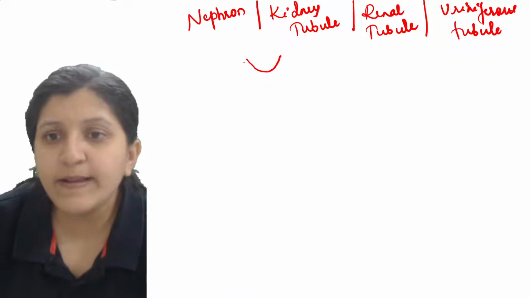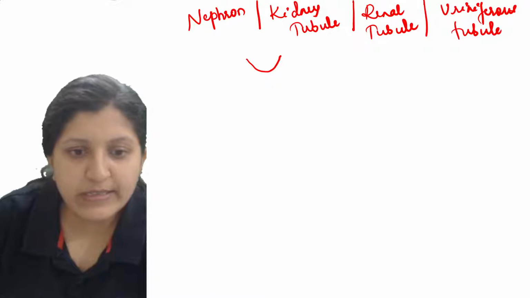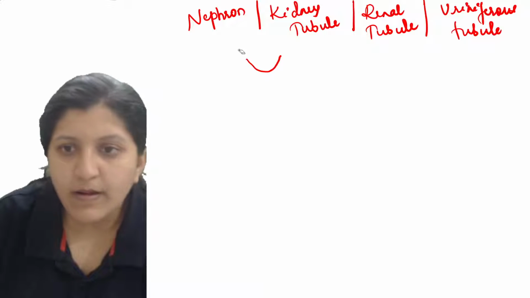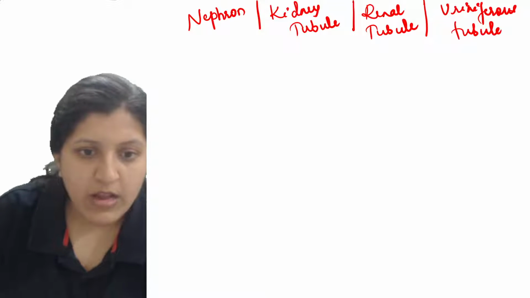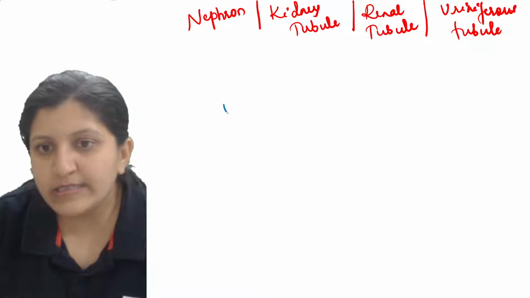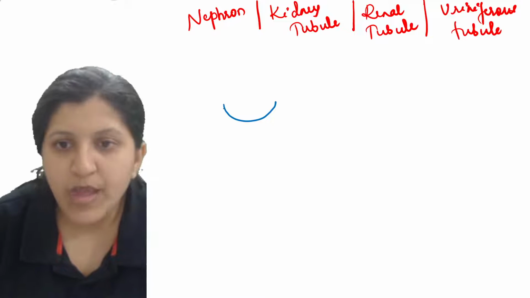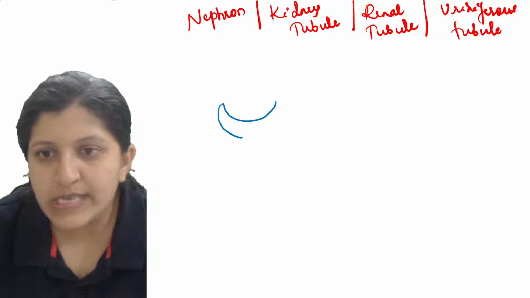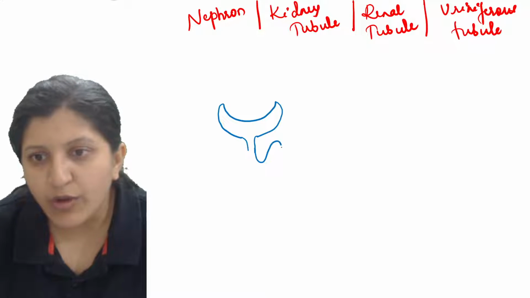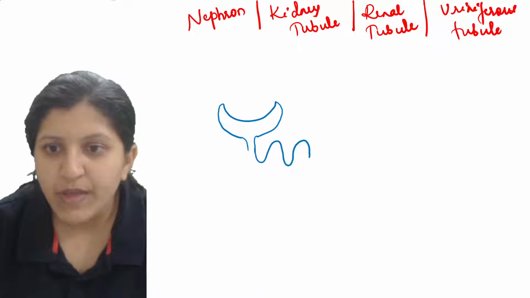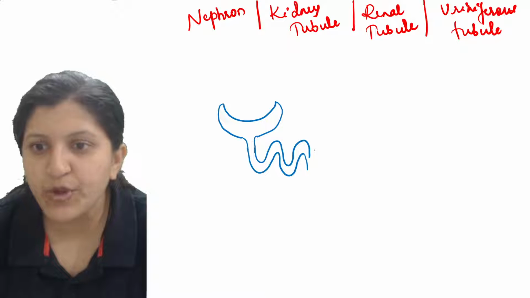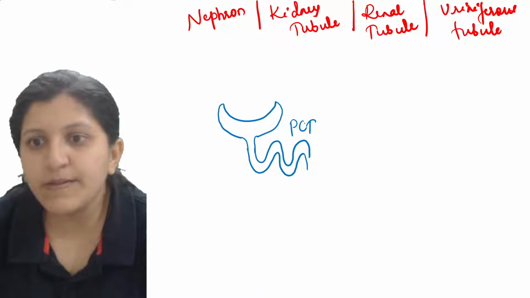So we'll have a look at the structure of this. Now this is Bowman's capsule. Let me just draw it a little on the lower side. Okay, so let's see the structure of nephron first. This is basically the Bowman's capsule, where you can find the tubule going down and forming the convolution. This one is the PCT, proximal convoluted tubule, so we'll just draw this as PCT.